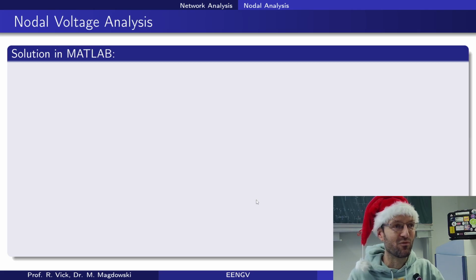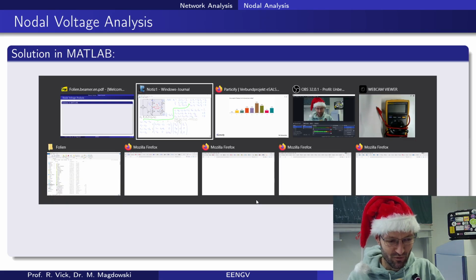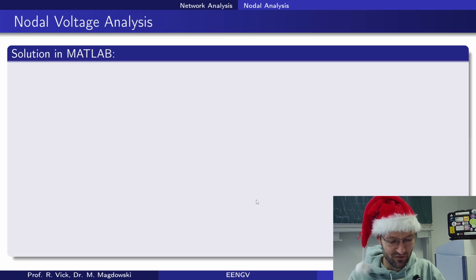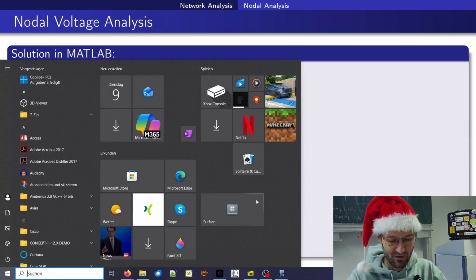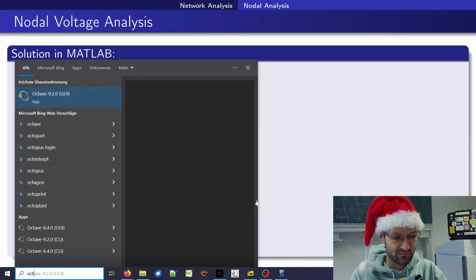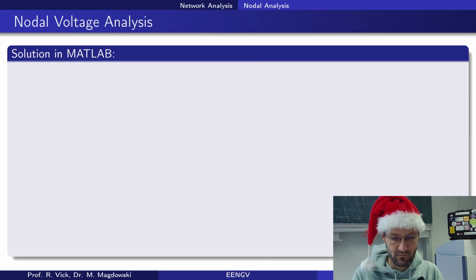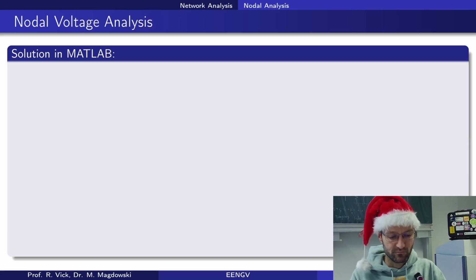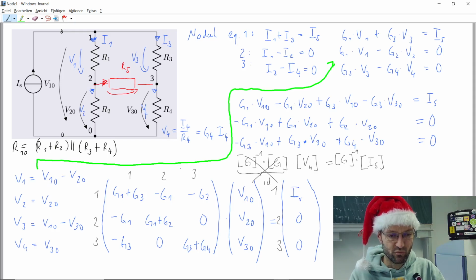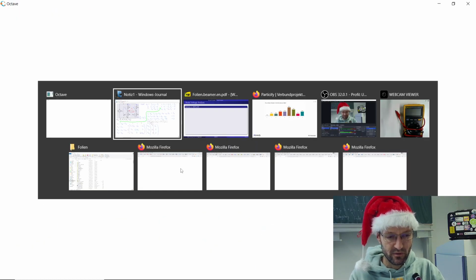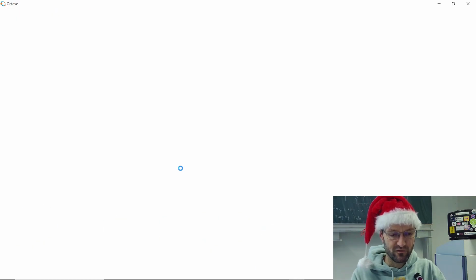Who has used MATLAB before? Okay, at least one person. I think I won't use MATLAB because MATLAB is always horribly slow on this computer here. So I will use Octave. And there is a GUI here. And this is what I will open up, and then switch back to my drawing program. Okay, and there's Octave starting.